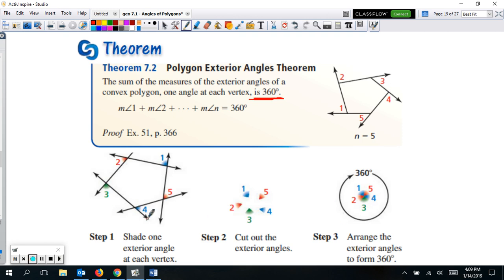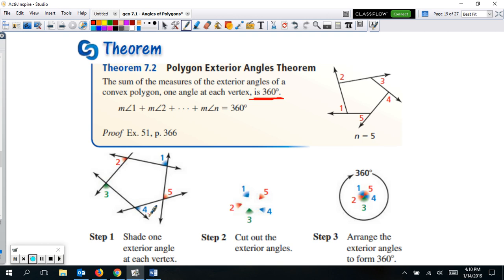If we mapped it off, it says shade one exterior angle at each vertex here, and it's kind of like a slice of a pie or a pizza. If we cut those out and we had 5 different slices here, this one is a pentagon because there's 5 sides, so we'd have 5 exterior angles. It doesn't matter which side of the vertex you choose because they're going to be the same based on vertical angles. So this one is the same thing as over here. That's why you just shade one exterior angle at each vertex.